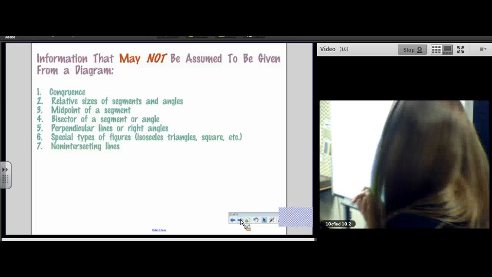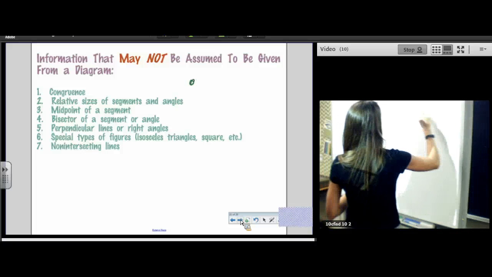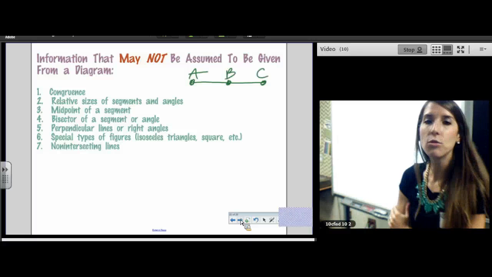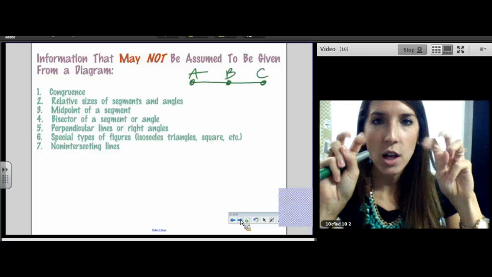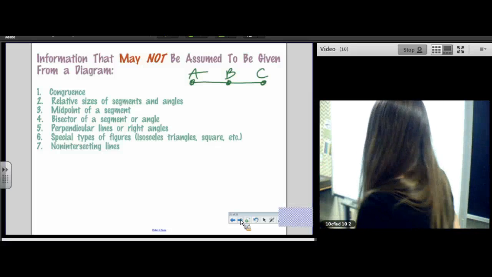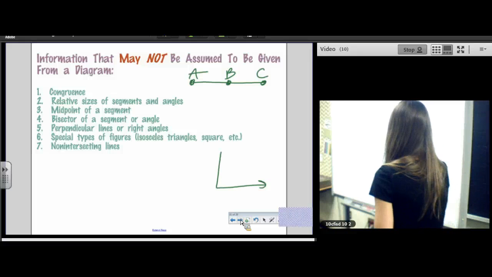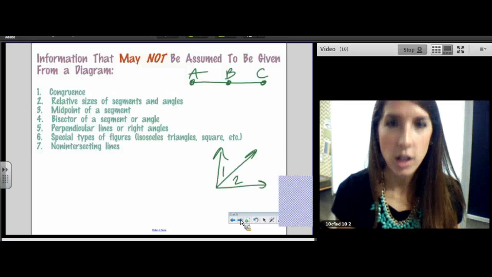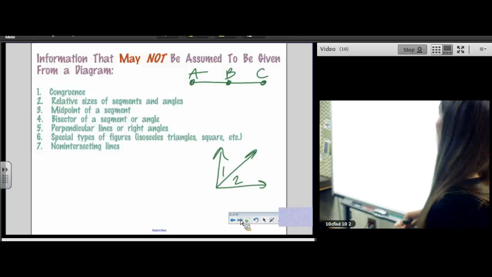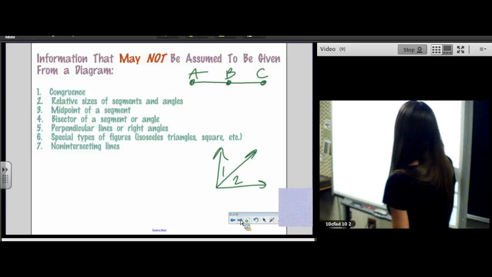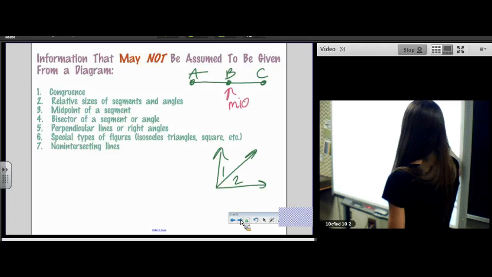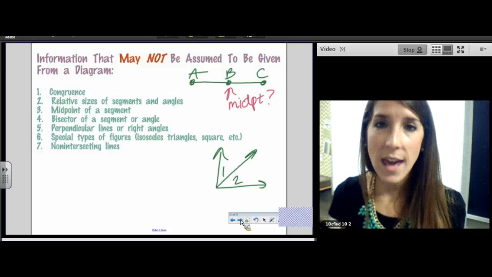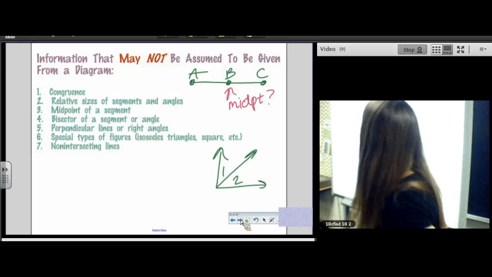Are you ready? Okay. Congruence. We went over this a little bit. I cannot assume that AB is congruent to BC just because they look congruent. The same goes with angles. I cannot assume that angle 1 and angle 2 are congruent just because they look congruent. All right, midpoint. Yep, B sure does look like the midpoint. But if there are no tick marks on your picture and the directions don't say it's the midpoint, you can't assume it's the midpoint.